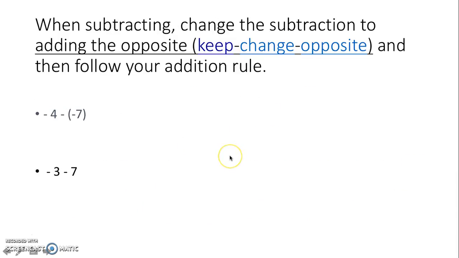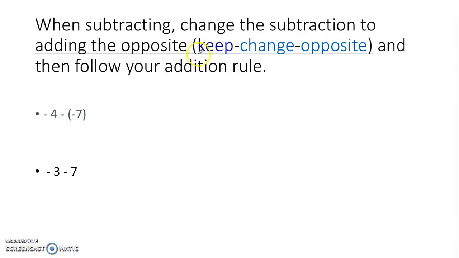So when subtracting, we change the subtraction to adding the opposite. So keep, change, opposite. And then all you do is follow the addition rule. You should write this down. Step 1: keep the first number, change the sign, and then change to the opposite. Then follow your addition rule. So here we go. Here's our example.